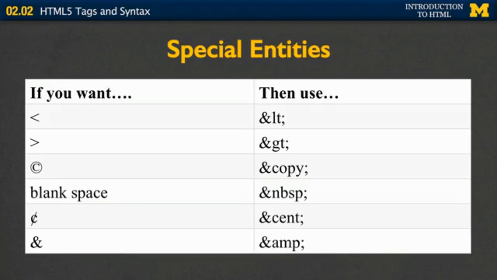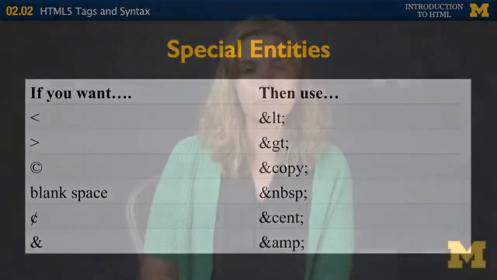And please note that's an L, not a 1. You could also do ampersand GT for greater than, ampersand copy. If you'd like extra blank spaces, you actually have to use a special entity. Putting space, space, space, the browser ignores it. You'd have to actually put ampersand NBSP. Well, what if you actually want an ampersand? Well, in that case, we even have a special entity for that, which is ampersand amp.